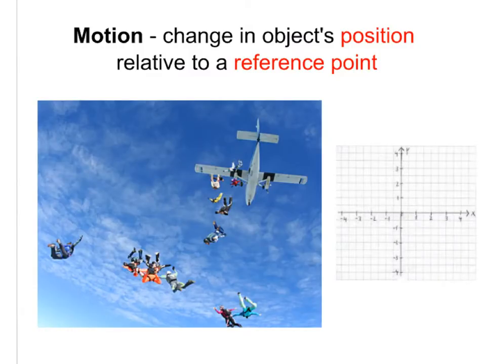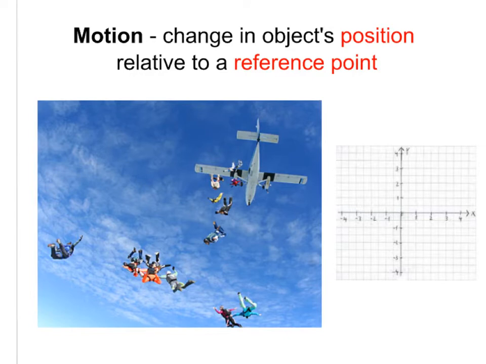So let's start with motion. What is motion? Motion is just a change in an object's position relative to a reference point. If you think about that, there is a lot of motion going on in this picture. We have the motion of the airplane. We have the motion of these individuals as they are jumping out of the airplane. We even have the motion of the air moving the molecules through the sky.